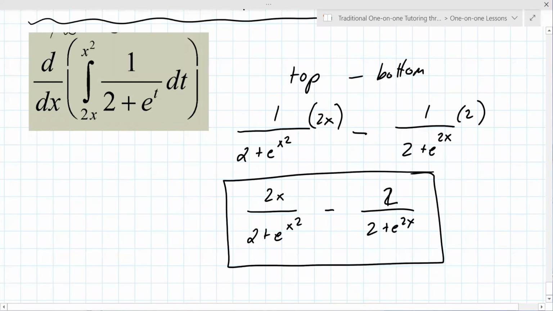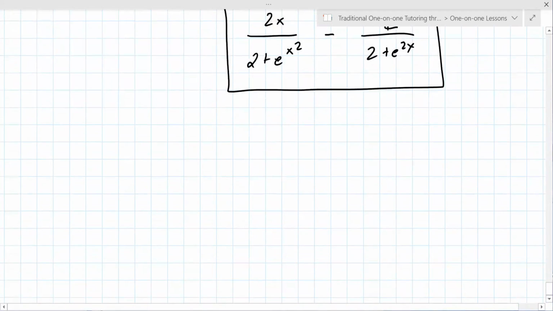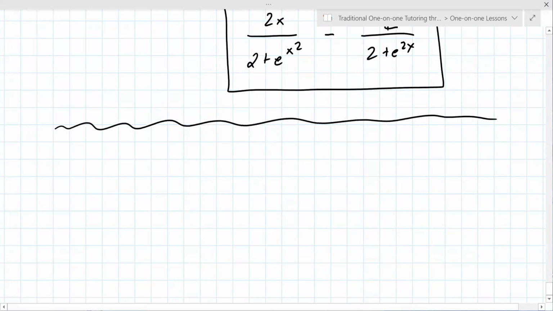Can you combine them or no? No, because you'd have to make the bottoms the same, and it's hard to make x squared and 2x the same. Could be done. It's quite awful. I forgot that it's different exponents. All right, so let me try to just summarize the types that you're going to see on this.